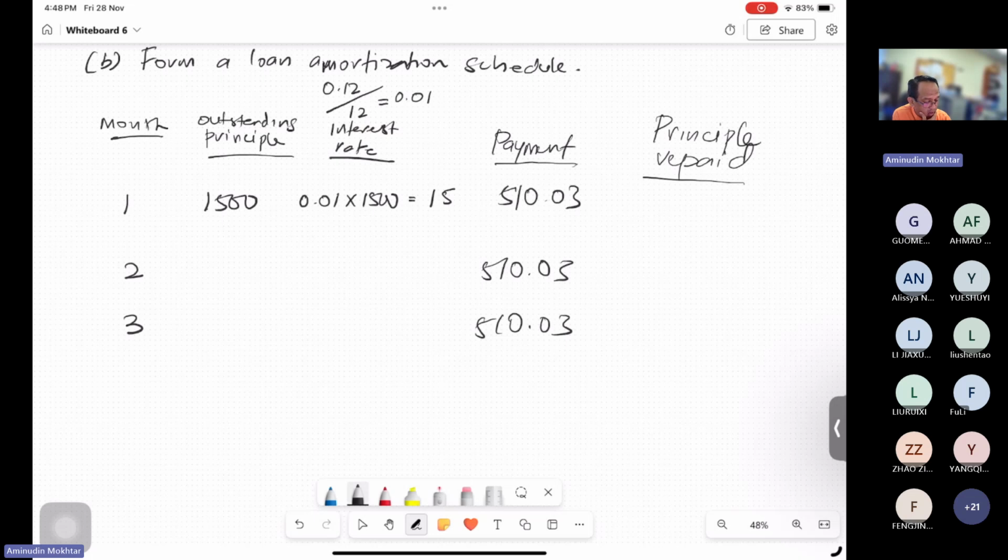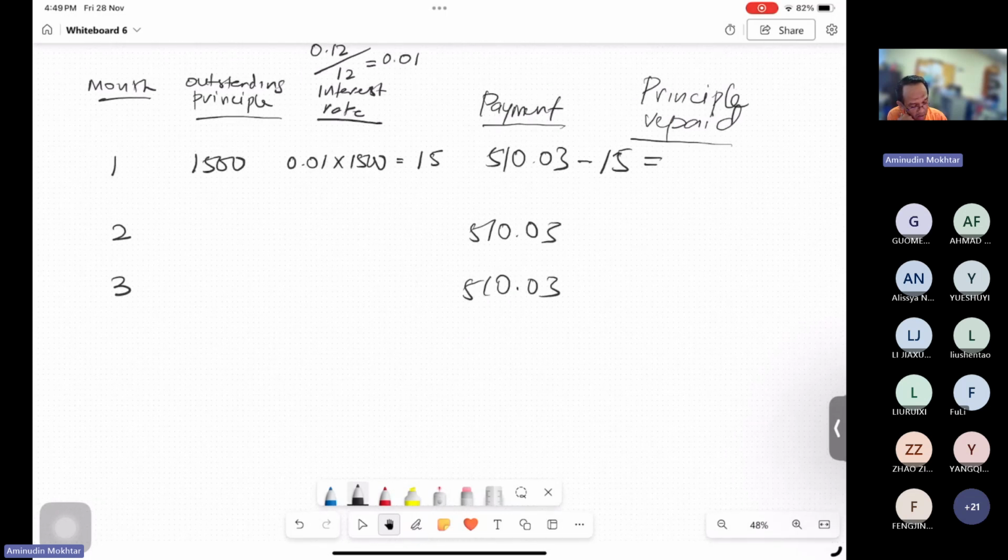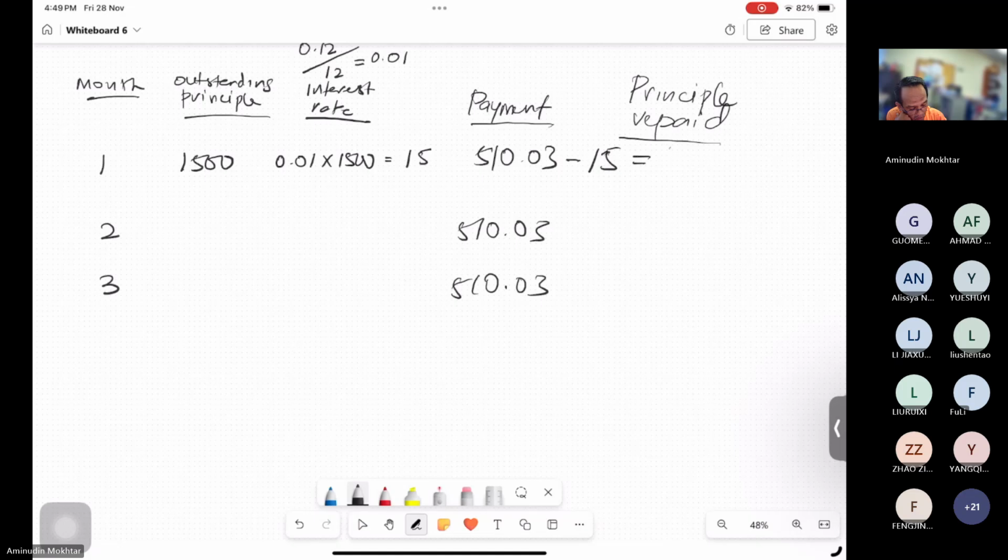The interest rate is 1%, so 50 ringgit. For the first month, the monthly payment is 510. So actually from the 510 ringgit, 50 ringgit is for interest. So for this payment, the principal we paid is 510.03 minus 50, which is equal to 495.03. That's the amount of money that you pay for principal.